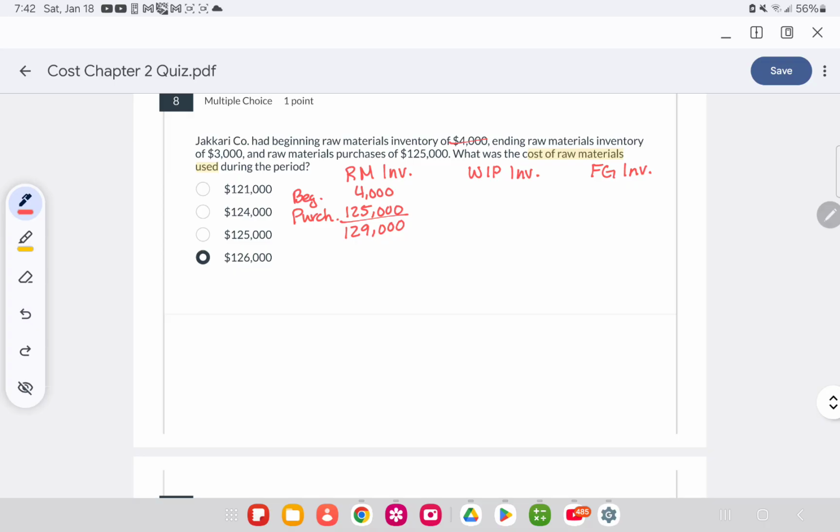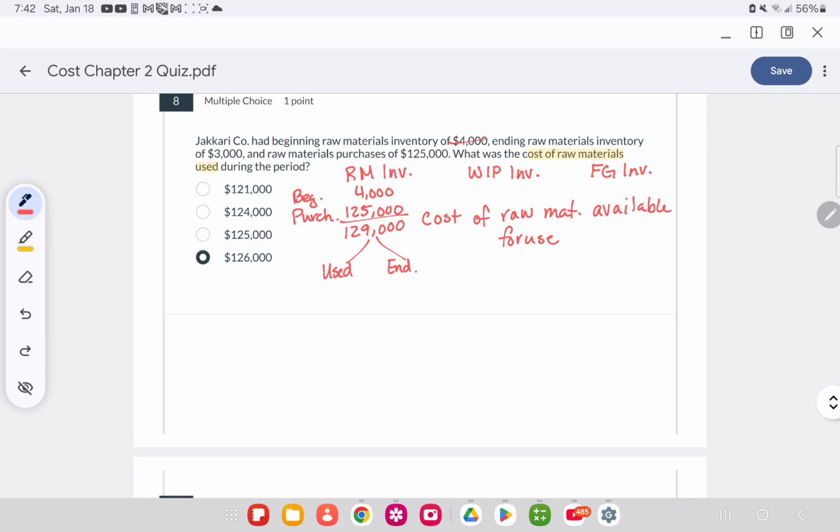All right, so we started the period with 4,000. We purchased 125,000. So this 129,000 right here, the 4,000 plus the 125,000, that 129,000 is the cost of raw materials available for use. I'm going to actually go over into this area. So this 129,000, it can either go in one of two directions, right? So it's going to get split out. Either it's used or it's left over and still an ending, right?